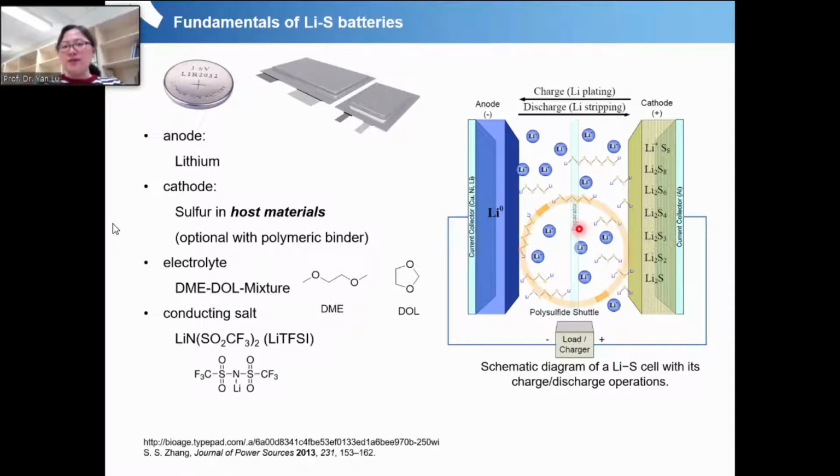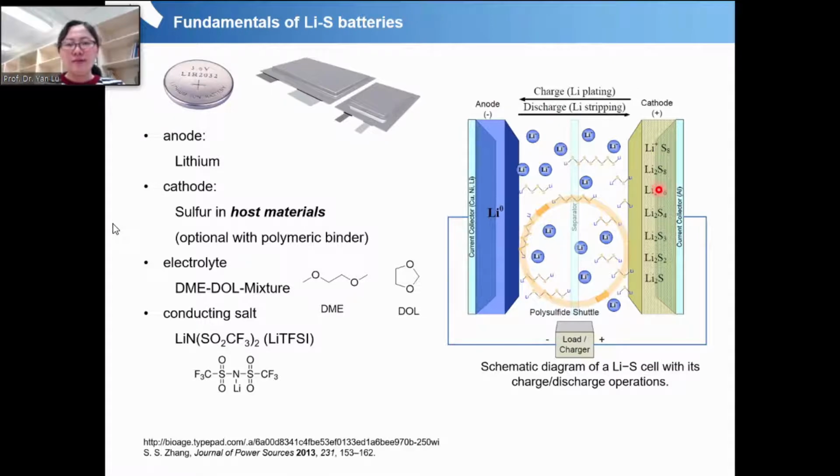Then during discharge, the lithium will go from the anode to the cathode as a lithium ion. And then the sulfur on the cathode will be reduced into lithium sulfide. And then during the charge, the lithium ion will go back and here be back as lithium zero. And on the other side, the sulfur will be oxidized. So lithium sulfide will come back here, oxidized to sulfur.